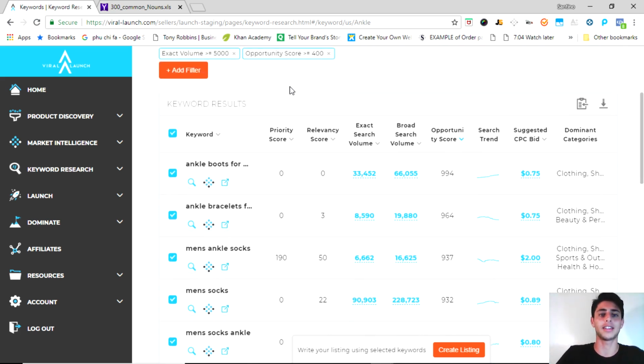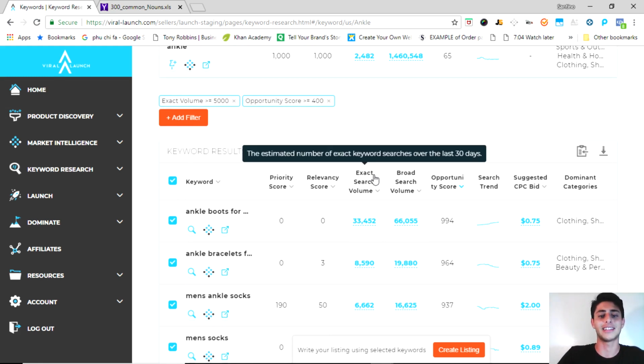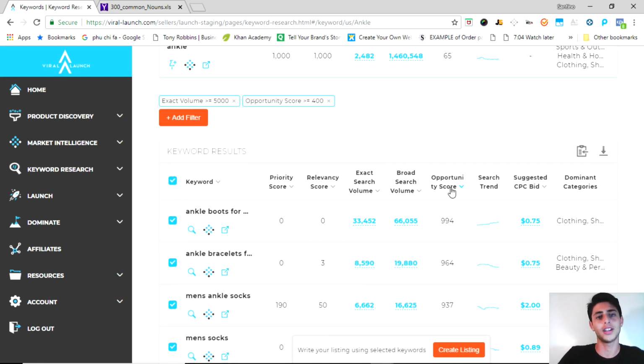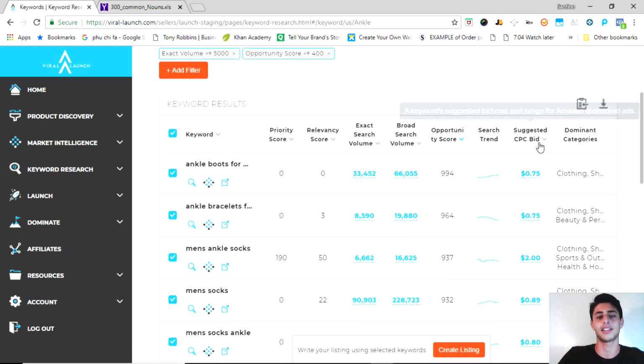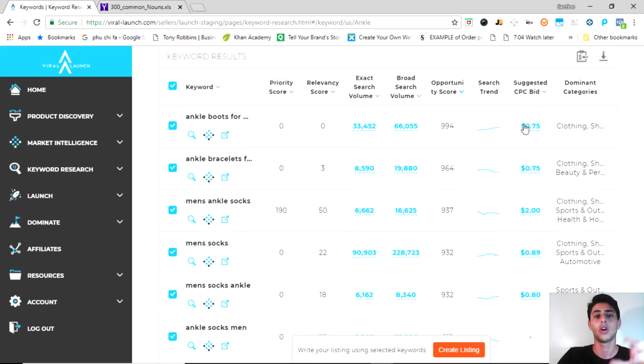That's why we want to set the opportunity score at a minimum of 400. Anything below that, there's usually not a lot of opportunity. So that's what we're looking for when we're using keyword research: the exact search volume, the opportunity score, and then the last thing is the suggested CPC bid. This gives you an overview of how competitive the market is, because if the suggested CPC bid is really high, that means there are a lot of people bidding for this exact search term, which probably means there's a lot of competition.